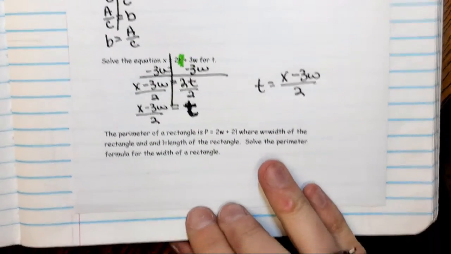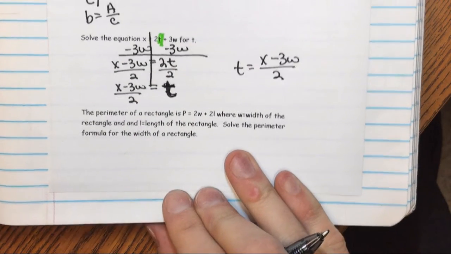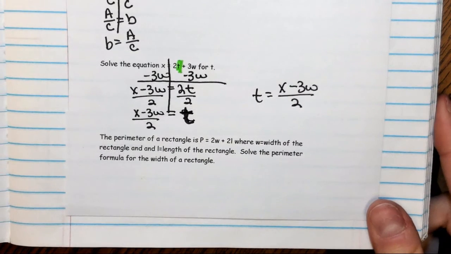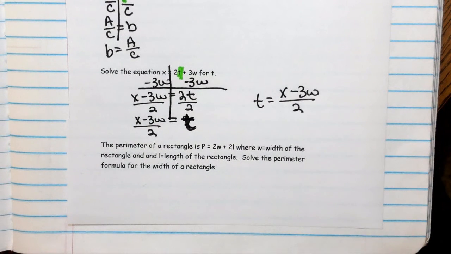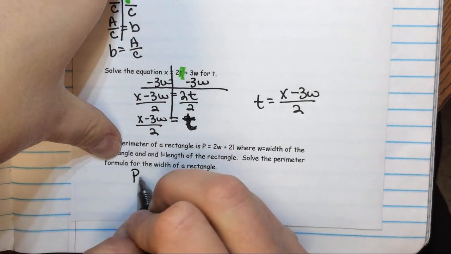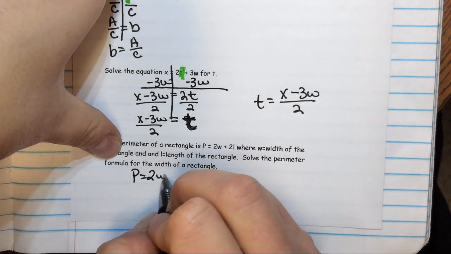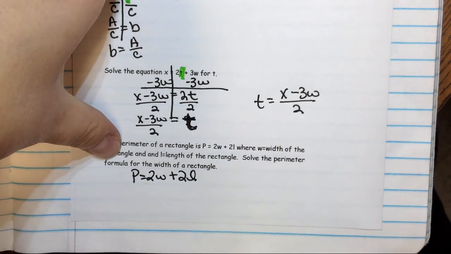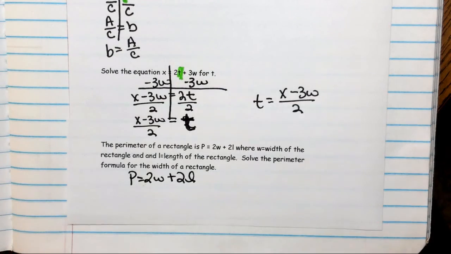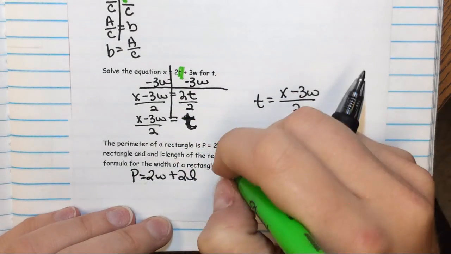Right. Last example, the perimeter of a rectangle is p equals 2w plus 2l, where w is the width of the rectangle and l is the length of the rectangle. Solve the perimeter formula for the width of the rectangle. So I have perimeter is equal to 2w plus 2l. I want to solve for the width of the rectangle, so I know that's w, so I know I'm solving this for w.